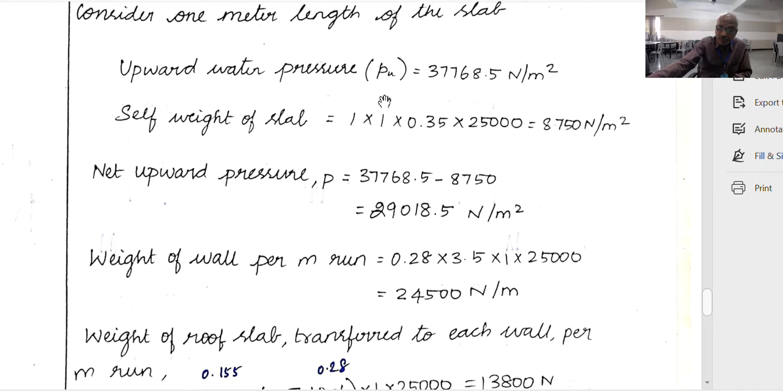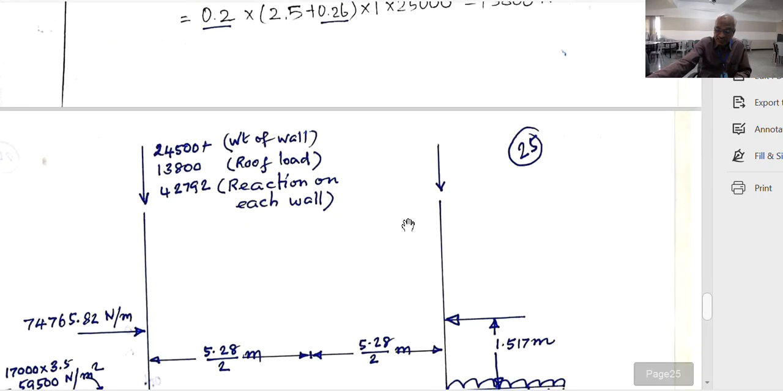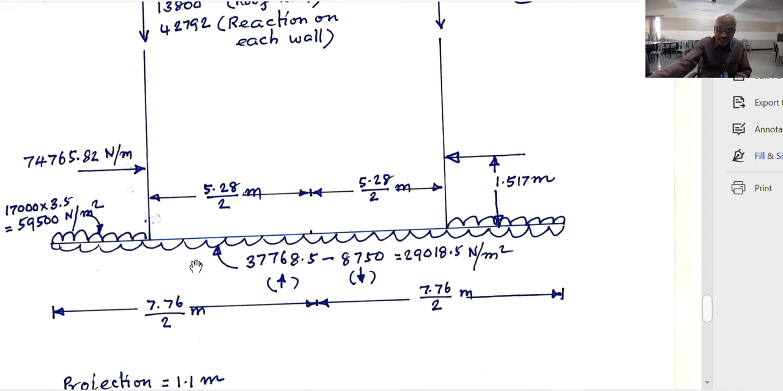Upward pressure, this is self weight of the slab. So this minus this will give you the net upward pressure. This is upward, this is self-weight. So net upward pressure is equal to 29.08.5. This also will require sketches, so please listen carefully to this diagram. So this is the upward pressure minus self-weight of the slab, that is equal to 29.08.5 Newton per mm square.